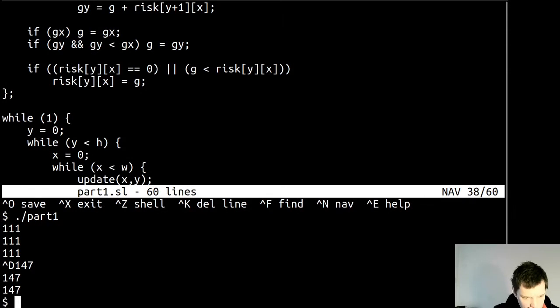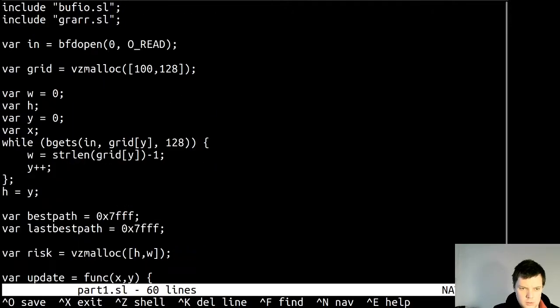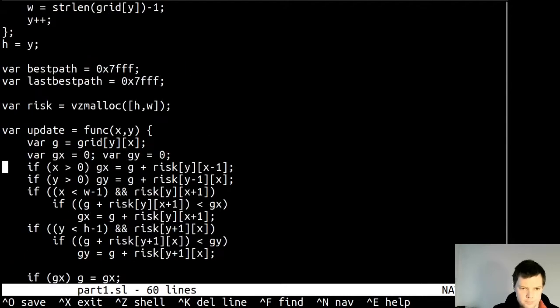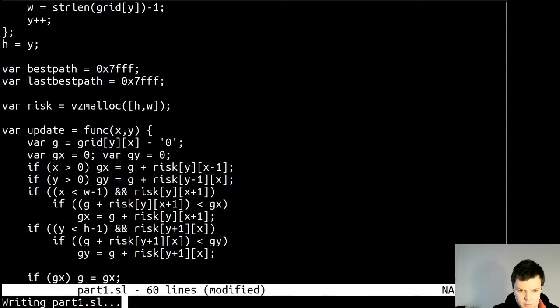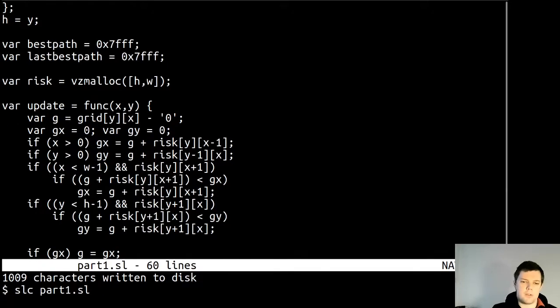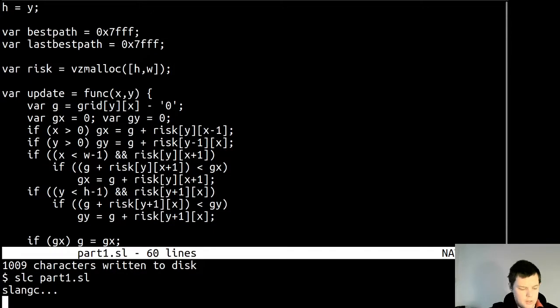147. Oh, I'm adding up ASCII characters. Ugh. Maybe it would have been worth doing the thing where I surround the grid with elements of maximum cost, so that I don't have to do all this bounds checking on the coordinates.